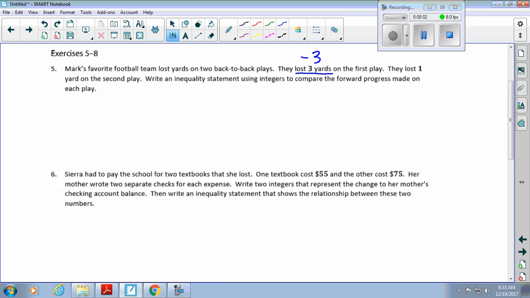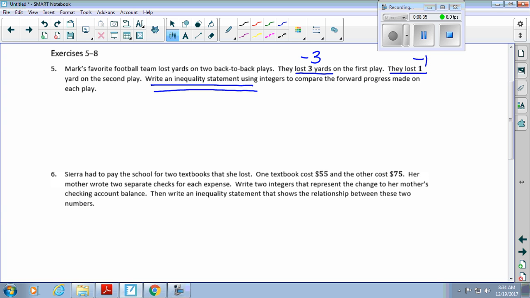All right, they lost 1 yard on the second play. What do you think for an integer there? Zoe? Negative 1. Very good, negative 1. Now it says write an inequality statement. Oh man, hands should be shooting up right now. All right, write an inequality statement. That's our job, okay? The rest of this is kind of just gobbledygook, all right? To compare the forward progress made on each play.